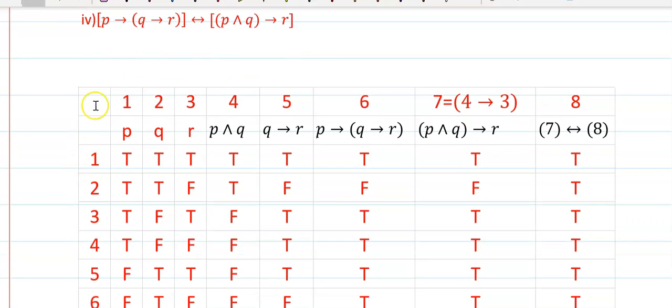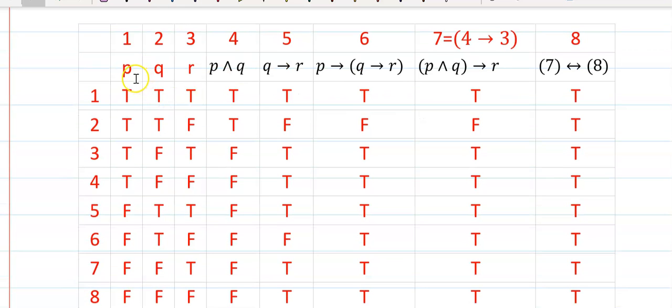Now there is a fourth one, that is P implies in bracket, Q implies R, double implication, this is the main joint, P and Q implies R. Now here these are P, Q, R, therefore first is P is TTTTFFFF, Q is TTFF TTFF and R is TFTF TFTF, and then first we find out the and between first and second, TT is T, TT is T, TF is F, FT is F, FF is F. Now Q implies R, that is T implies T is T, T implies F is F, F implies T is T, F implies F is T, T implies T is T, T implies F is F, F implies T is T, F implies F is true.